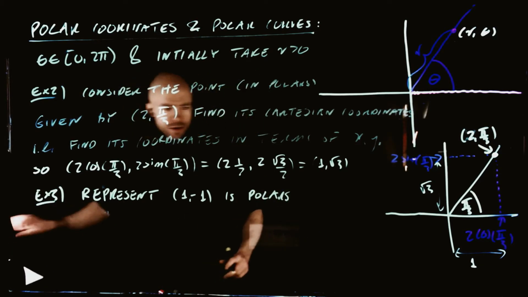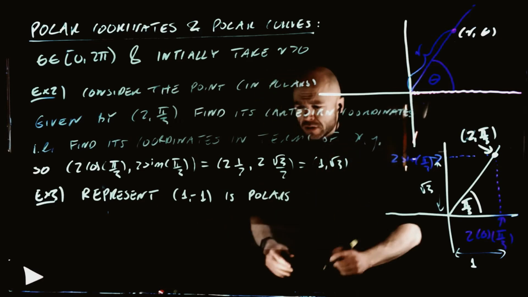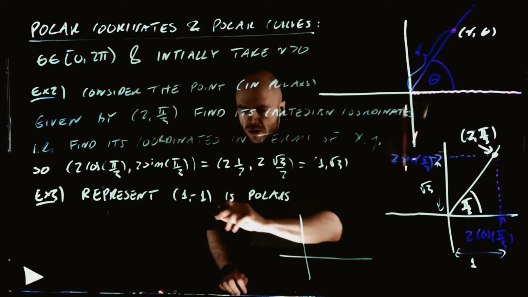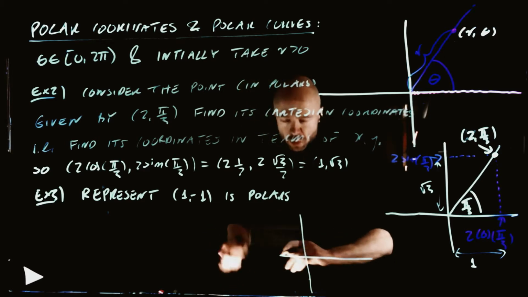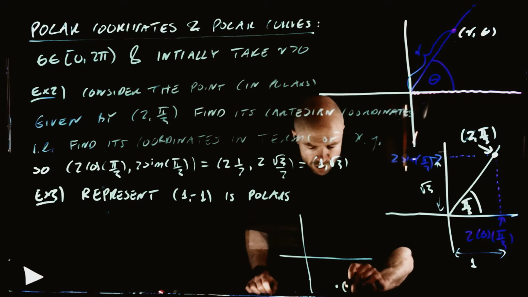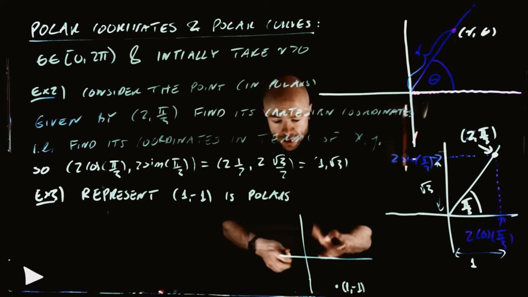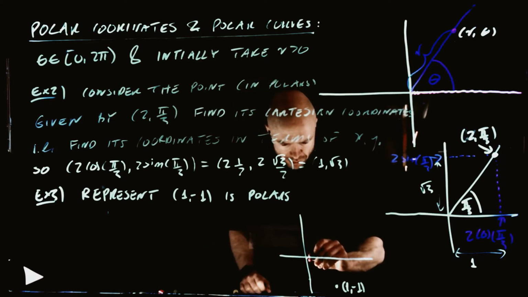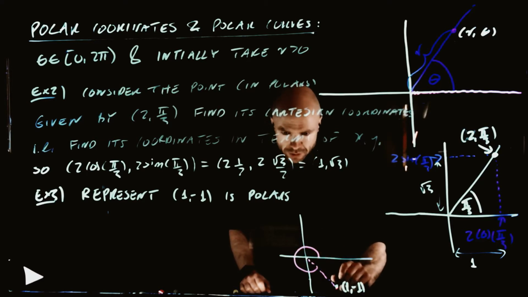Okay, so we are going to find the theta that represents this. Again, draw a picture. So (1, -1). That means we are 1 in the x direction, minus 1 in the y direction. So we're like here. This is (1, -1). So we're going to have to find this angle here, and then this radius here.